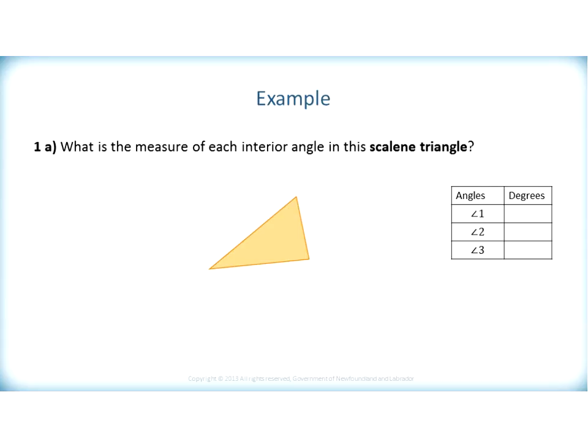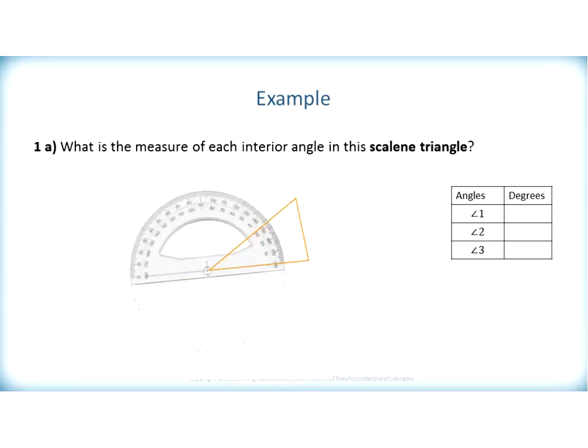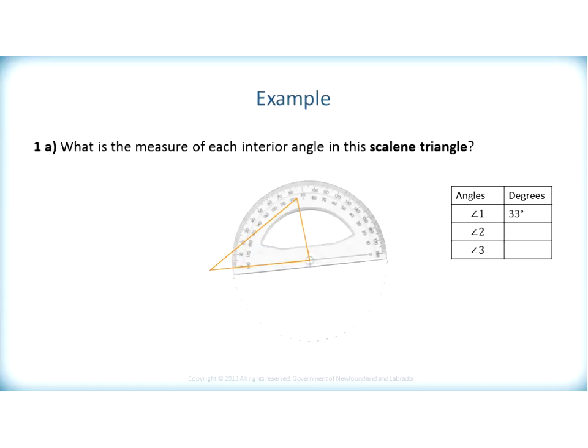So I have a protractor that I've added to the triangle. And it tells me, when I look at this right now, that the first angle in my triangle is going to be 33 degrees. So I'm calling that angle 1. It's 33 degrees. Now I'm going to move my protractor to the next angle, which you can see I've done here. And when I do that, it appears that my angle is now 85 degrees. So I call that angle 2 85 degrees.